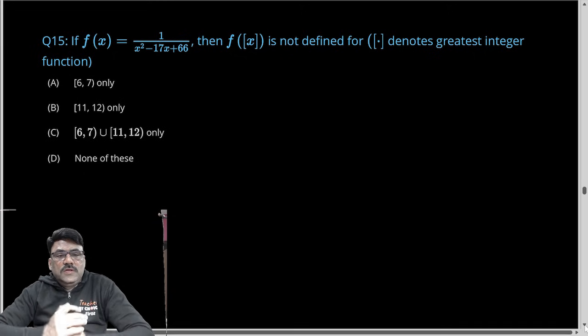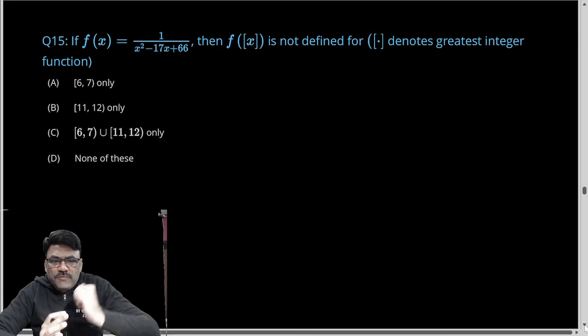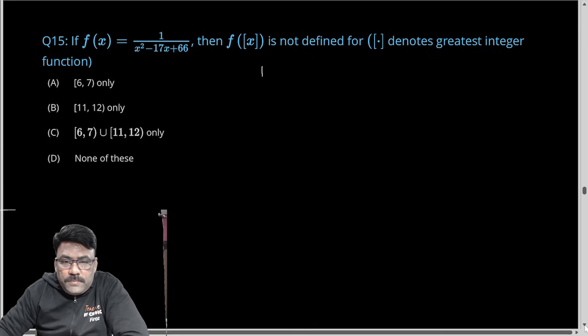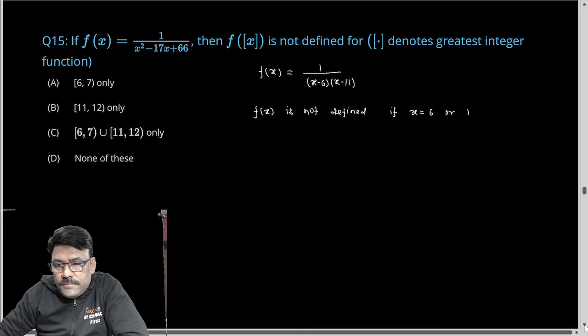See this question, this is from functions. f(x) is given to you and they are asking for which interval f of integral part of x is not defined. So f(x) is 1 over, it can be factorized, denominator (x minus 6)(x minus 11). So you can say that f(x) is not defined if x is equal to 6 or 11.